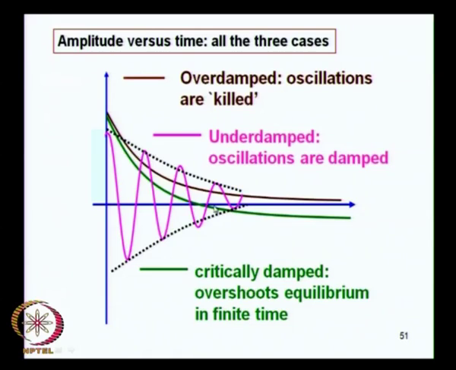and then you have got the critically damped oscillator in which one overshoot is possible, but the next time, if at all there is any, that the oscillator will come to the equilibrium point will be after infinite time.